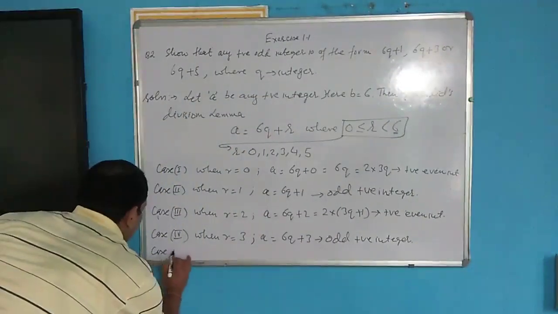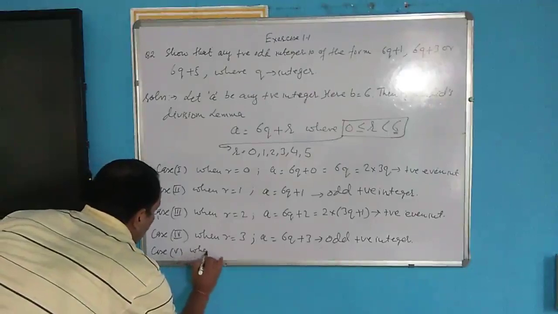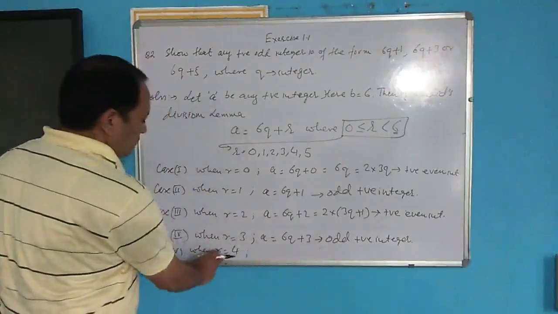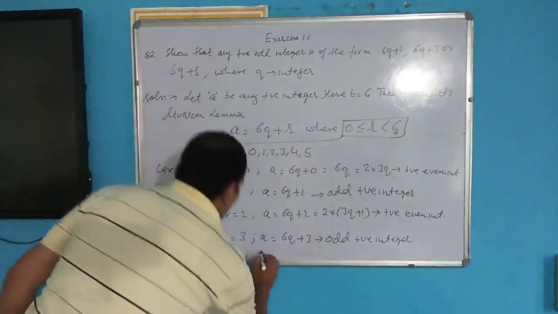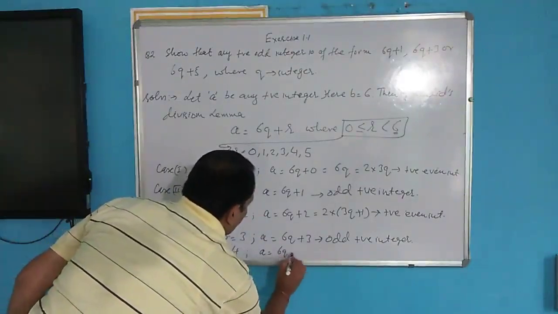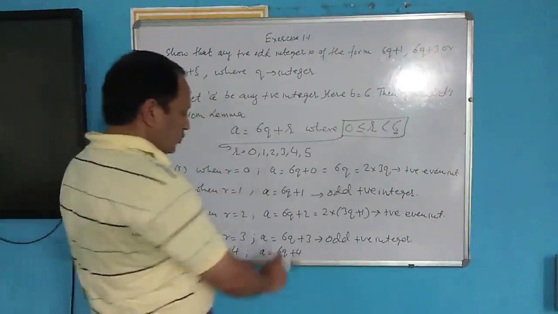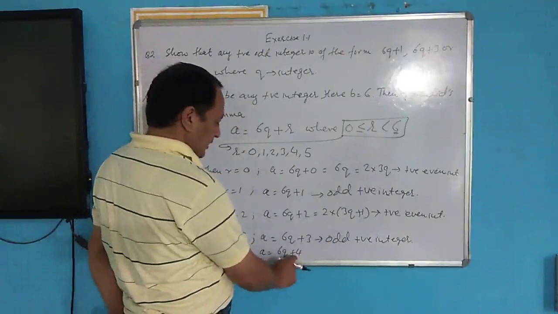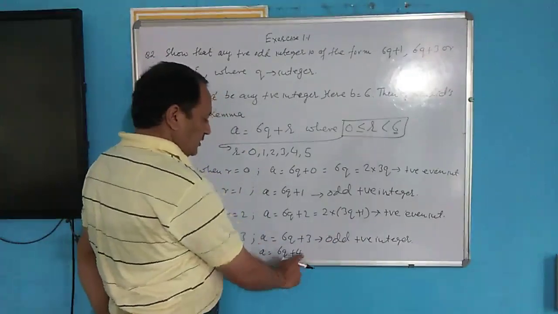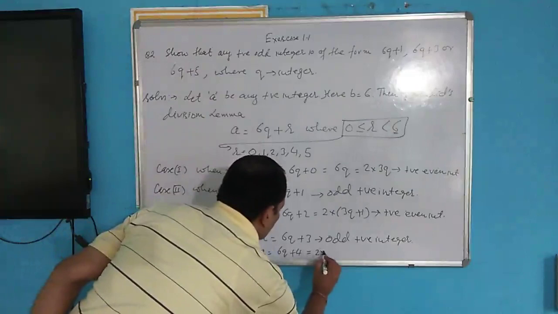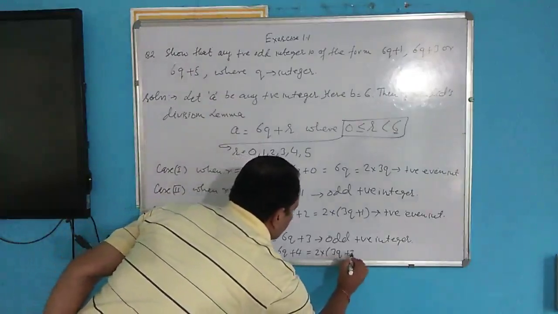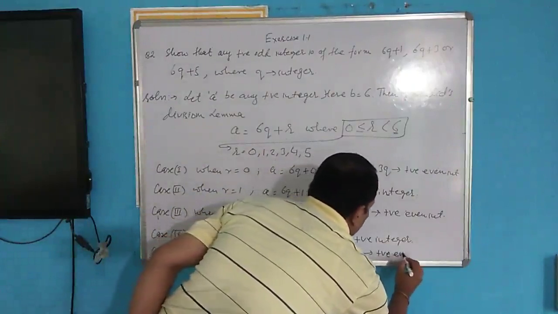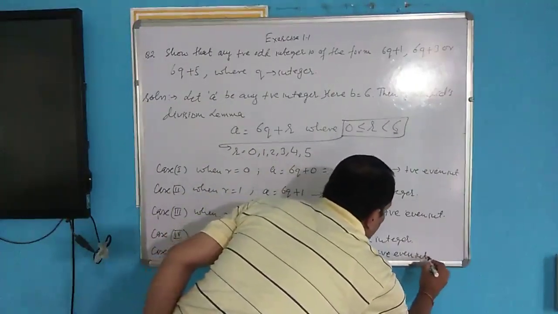Now the next possible value of r is case 4, when r is equal to 4. Now we will put r equal to 4 in this equation. So a comes out to be 6q plus 4. If 6q plus 3 is a positive odd integer, just the next will be a positive even integer. This can be shown by taking 2 common, 2 into 3q plus 2. So this is a positive even integer.